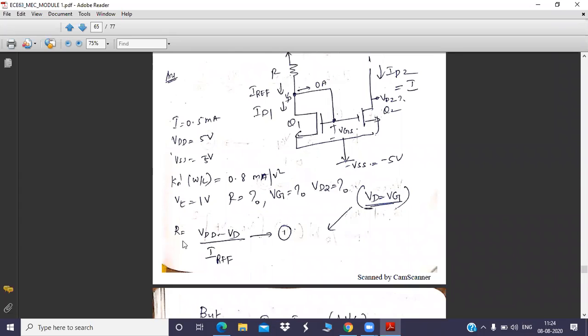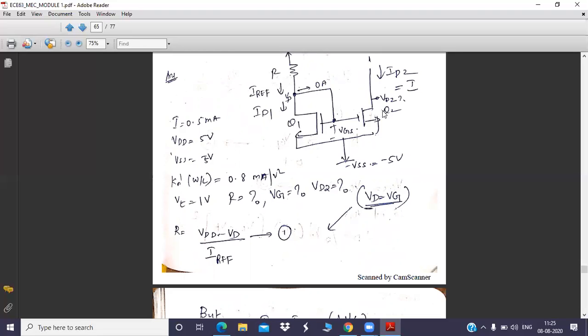Now you are going to find R. What is the speciality of R? R, you need to design to have an appropriate IREF, and this IREF is going to determine I. Here, by fixing an appropriate value of resistance R, the designer will ensure a proper current flow through Q1. So once he gets a current flow IREF through Q1, he can get the required current I through Q2, because IREF is going to determine I.